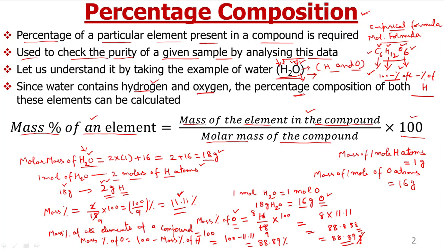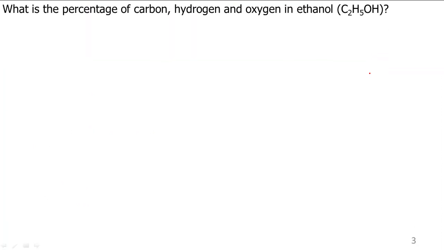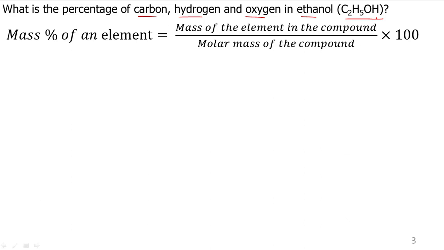So let us do one more example. Now the question is, what is the percentage of carbon, hydrogen and oxygen in ethanol? We have to find the percentage composition of carbon, hydrogen and oxygen in ethanol, and the formula of ethanol is C2H5OH, and this is the formula for mass percentage of an element that we have recently used. Now let's first calculate the molar mass of the compound.